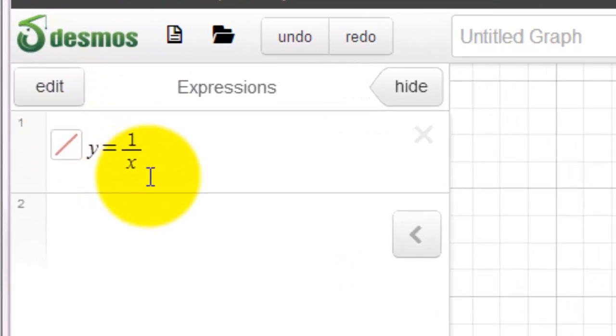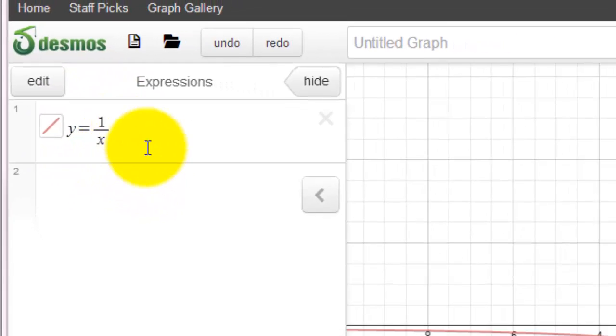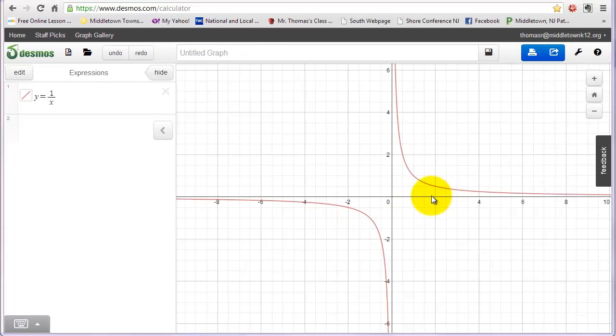So what's shown here is the simplest of the rational functions. We could call this our base function, y equals 1 over x. If we look at the graph, we can see at this point here when x is 2, y would be 1/2. So that's this unit here. When x is 4, we're at 1/4, and you can see as x gets bigger and bigger, our y value gets closer and closer to 0.